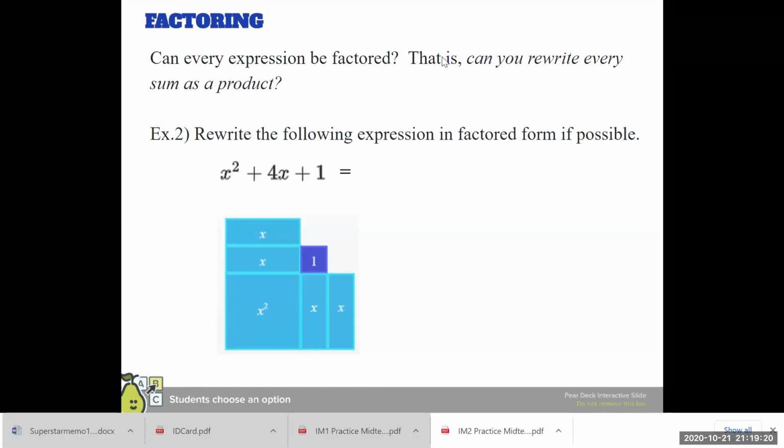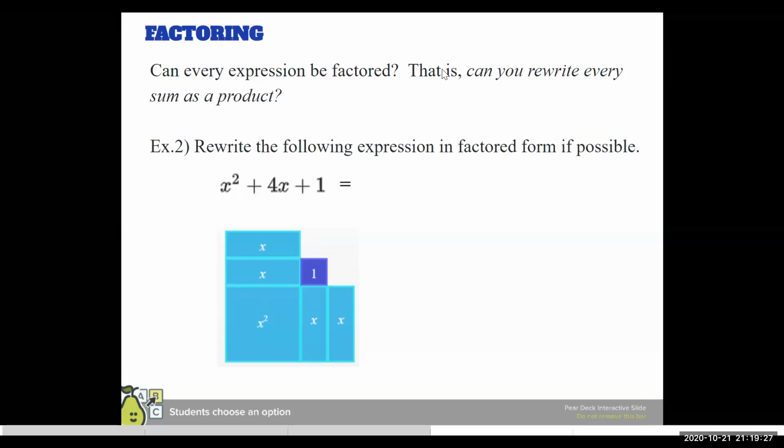And as you can see here, a rectangle was attempted, but wasn't quite achieved with x squared plus 4x plus 1. And if you took these tiles and tried to rearrange them again and again, what would happen is you would never be able to make a perfect rectangle.